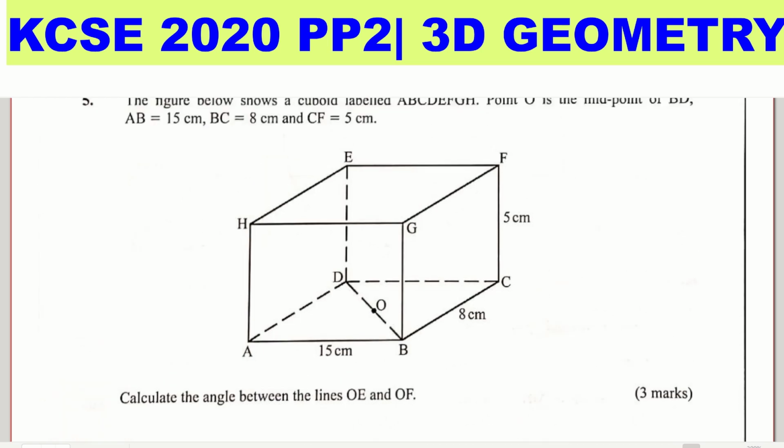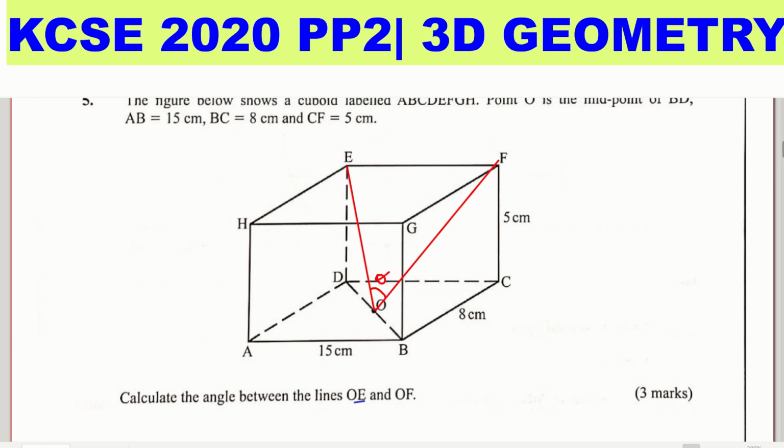So the first thing you're going to do is to draw those two lines. So we draw line OE and OF. So let me draw line OE. So line OE is there, and OF, we draw OF. So OF is there. So you're supposed to get the angle between those two lines. So the required angle is here. This is the angle between the two lines. We need to get that.